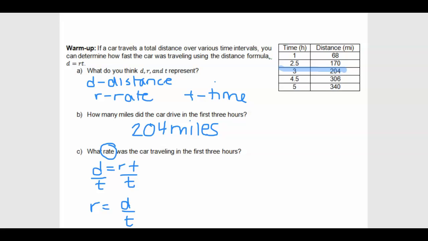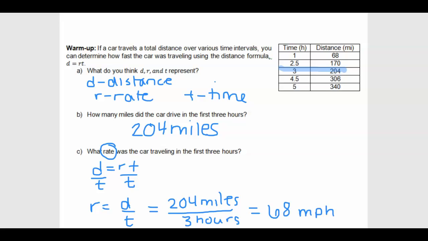So you would take the distance you got in part B, which was 204 miles, divided by the time, which was 3 hours. And the rate is 204 divided by 3, or 68 miles per hour.